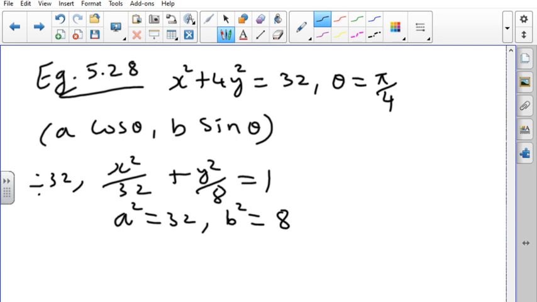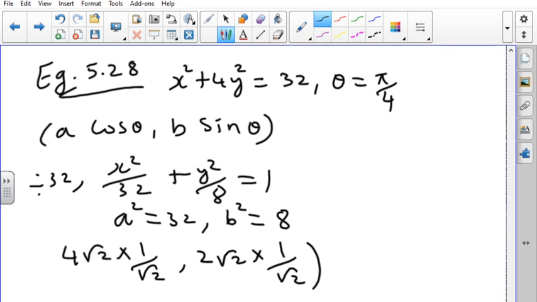So now a square is 32, so a is equal to 4 root 2. So 4 root 2 into cos pi by 4. Cos pi by 4 is cos 45, which is 1 by root 2, comma b. B square is 8, so b is 2 root 2. So 2 root 2 into sin 45 is also again 1 by root 2. So root 2 gets cancelled. So it is equal to 4 comma 2. So the point is 4 comma 2.